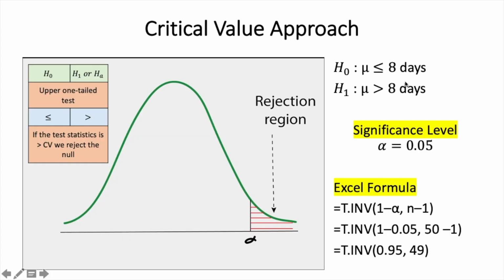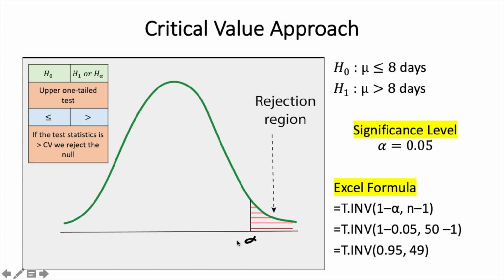Yeah, so we already know from the hypothesis that the alternate hypothesis shows greater than 8 days. So we are very sure we are going to use the upper tail. So this will be the rejection region. But what we have to do is determine the critical value here.